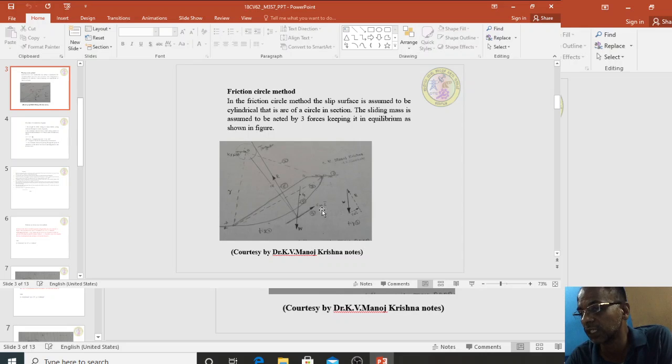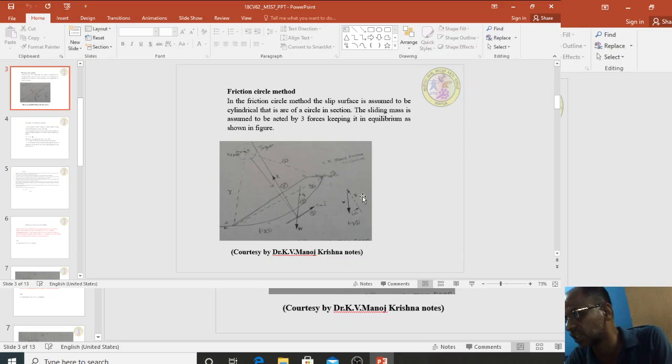So to a suitable scale, draw this line W. From the tip of W, draw a line parallel to Cm into L dash here, and from the tail of the line W, draw a line R which is parallel to this line, so that Cm into L dash and R intersect at one point. The line from the tail of W to the tip of R will give the resultant force R.